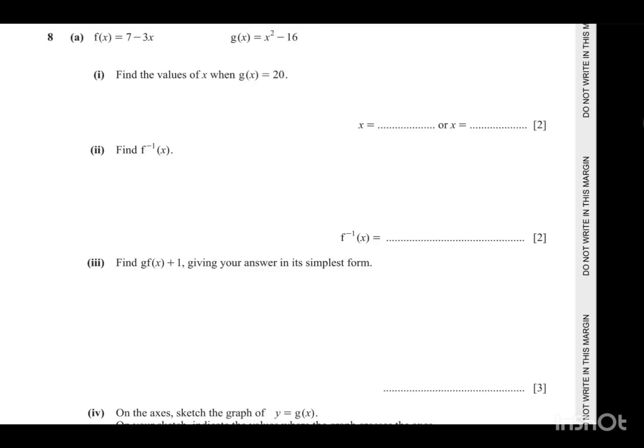Question number 8, functions question. A, f of x is 7 minus 3x, g of x is x square minus 16. Find the values of x when g of x is 20. So g of x is already given to us, which is x square minus 16, which is 20. Write this in the form of difference of two squares, a square minus b square is 20.